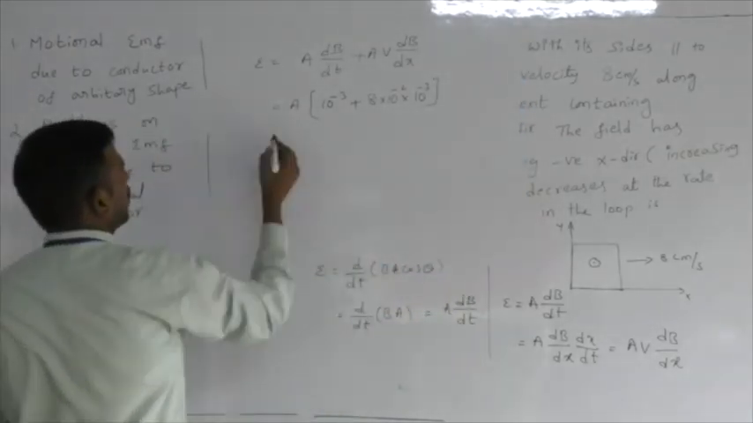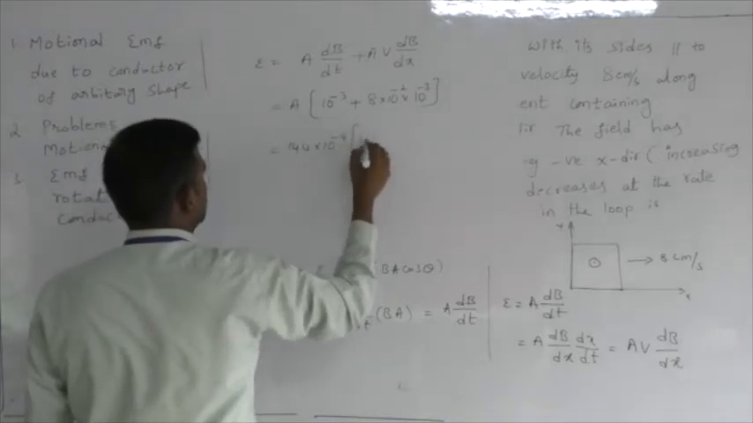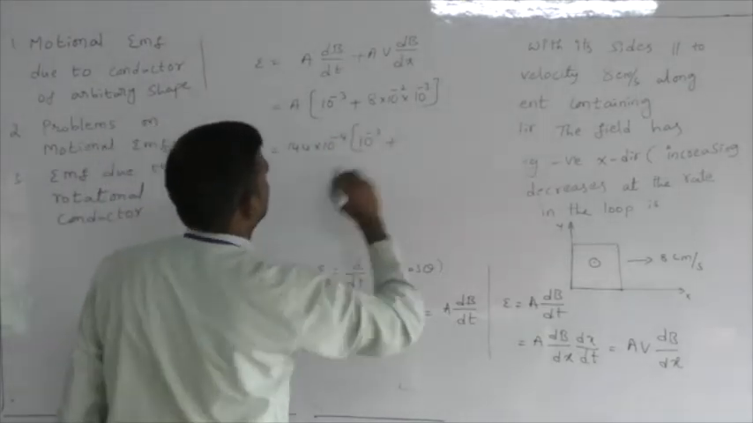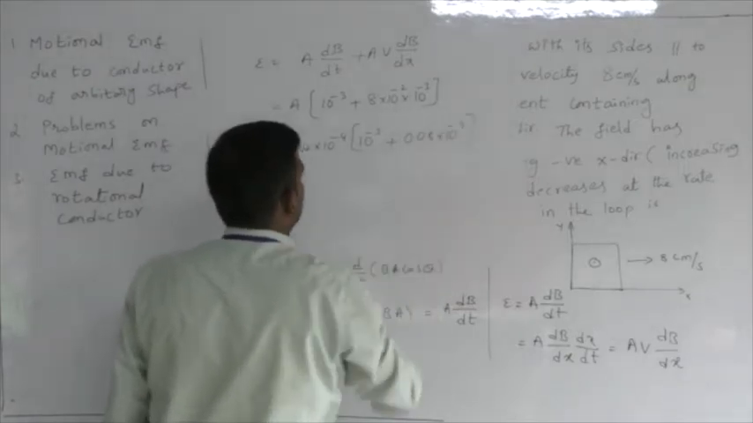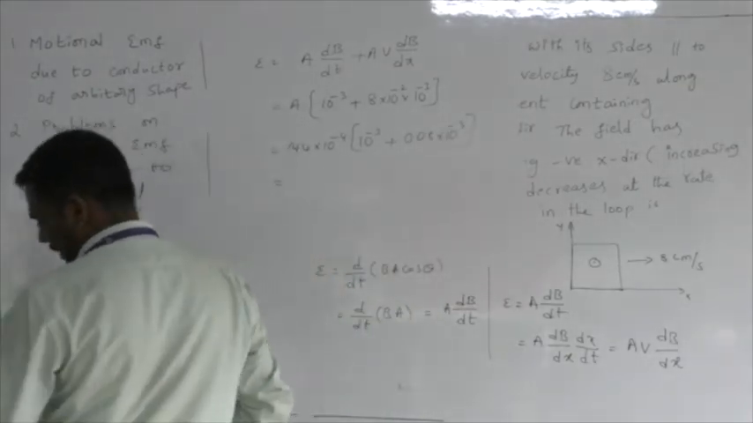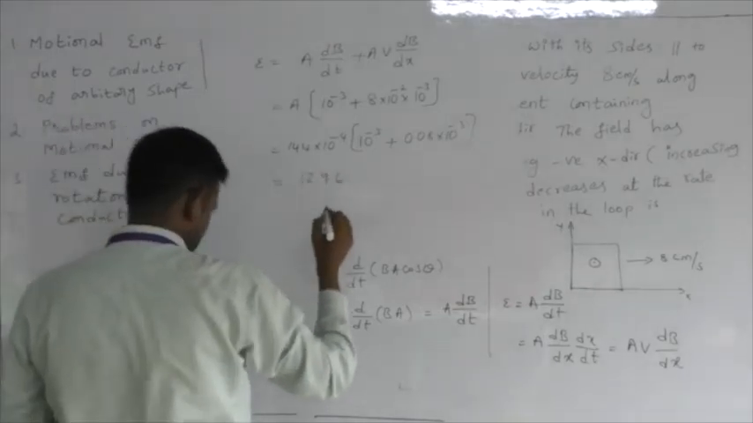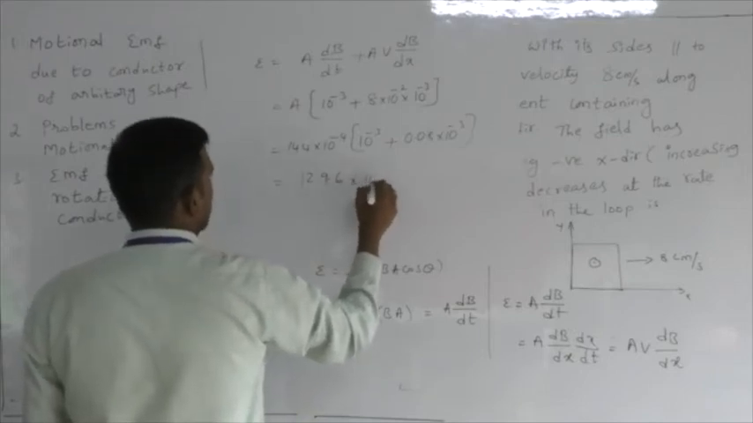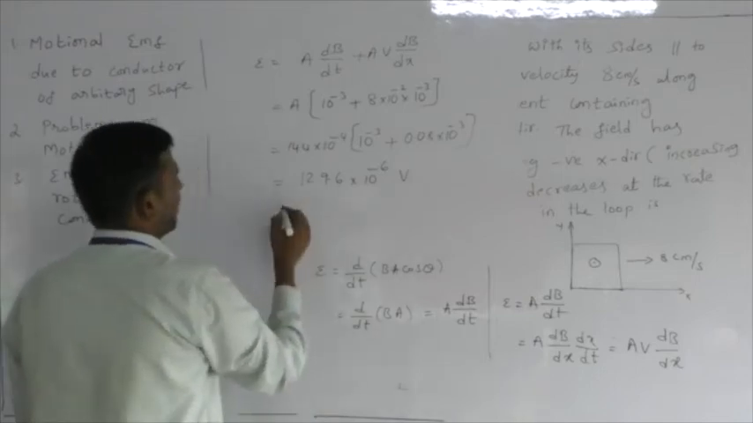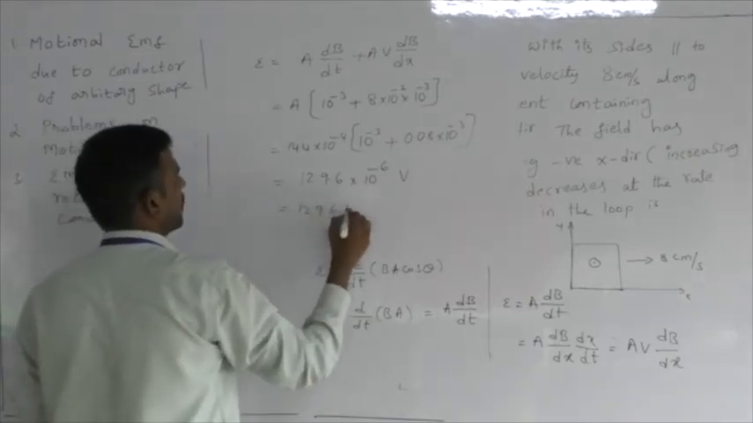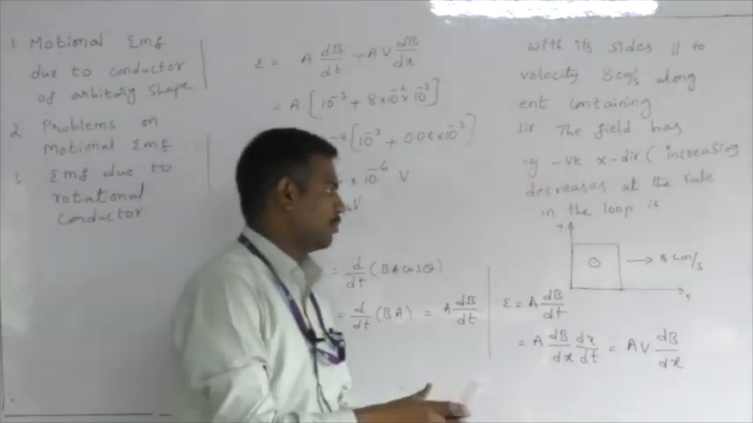So what can you write now? 12 into 12, 144. 144 multiplied by 10 to the power of minus 4, into 10 to the power of minus 3 plus 0.08 into 10 to the power of minus 3. By substituting all these values, we will get 129.6 into 10 to the power of minus 6 volt. This is the total, that means 129.6 microvolt. This is the total EMF that could be generated in this loop.